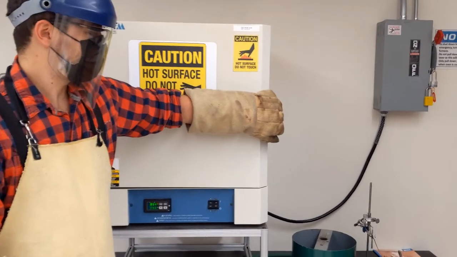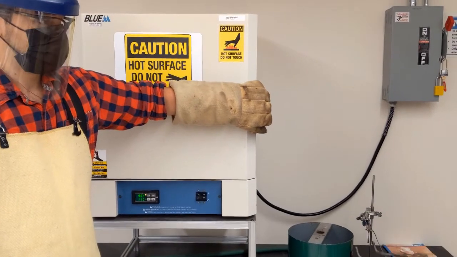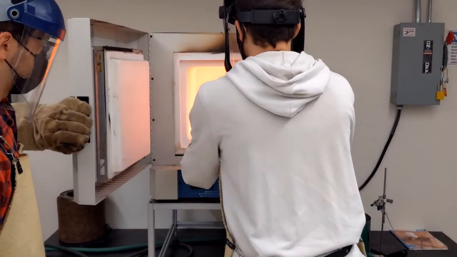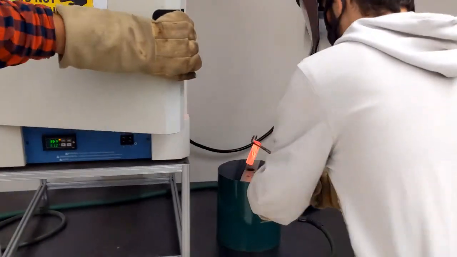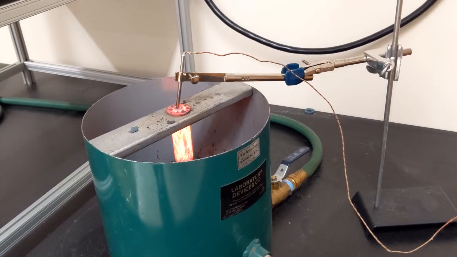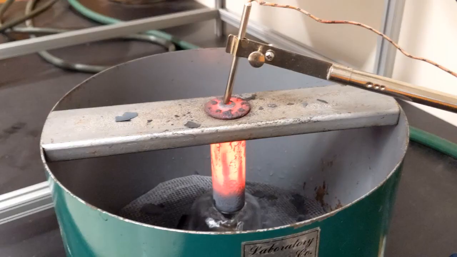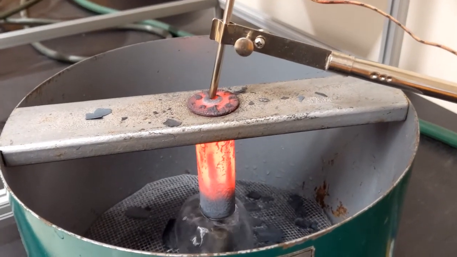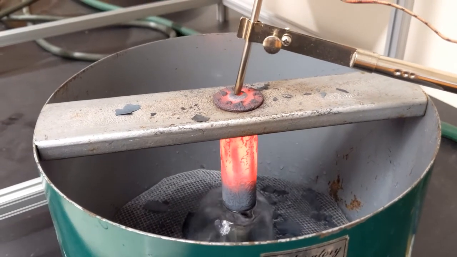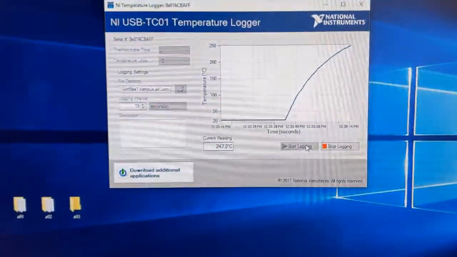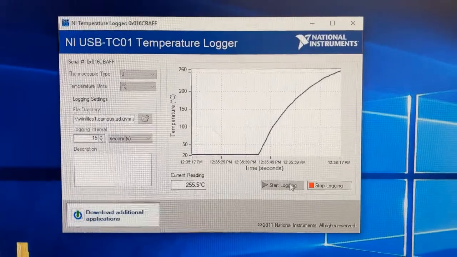Alright, so this is the geometry lab. We're about to take a specimen out and put it into the tank. Super hot. So we can see the carbon starting to cool on that outer edge at the bottom, and then that will flake off. You can see the flakes in the bottom of the tank. And then over here we have the temperature logger recording that cooling rate.